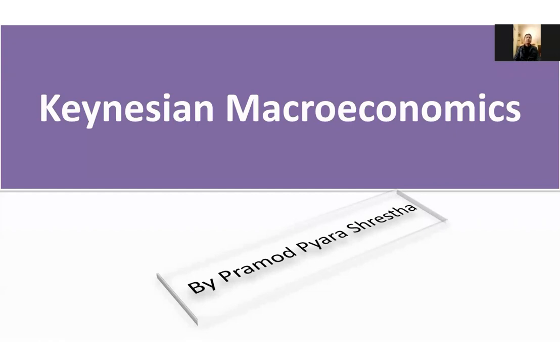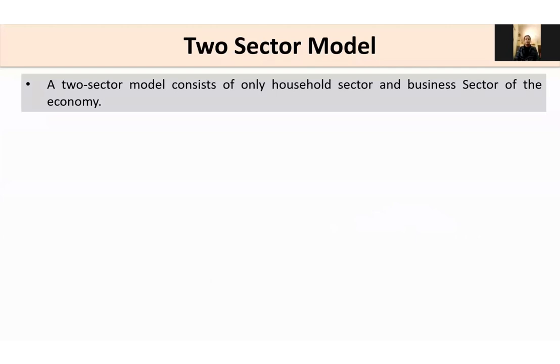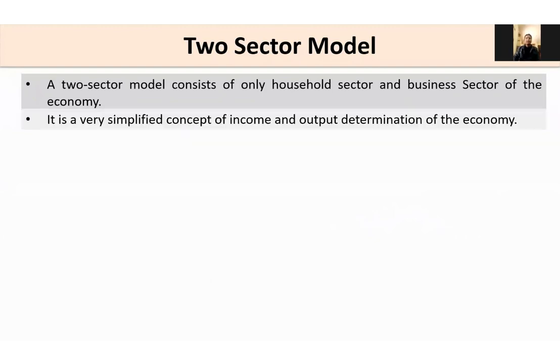Hello everyone. Today we are going to discuss Keynesian macroeconomics in a very simple setup, that is the two-sector model. A two-sector model consists of only the household sector and the business sector of the economy. It is a very simplified version of income and output determination of the economy.